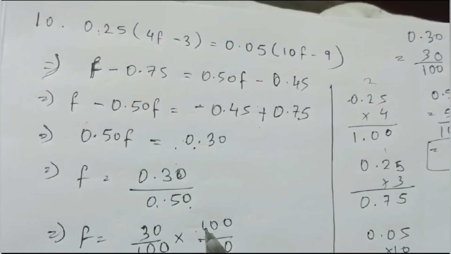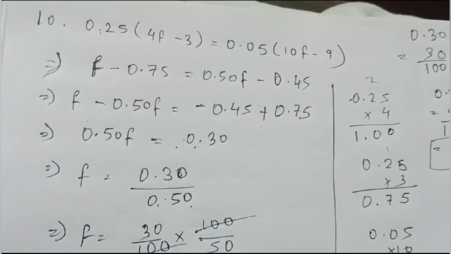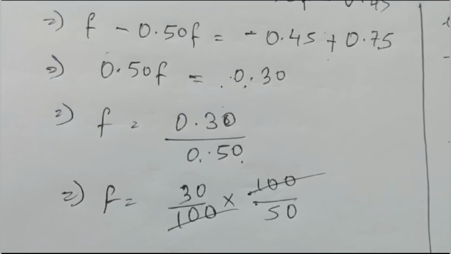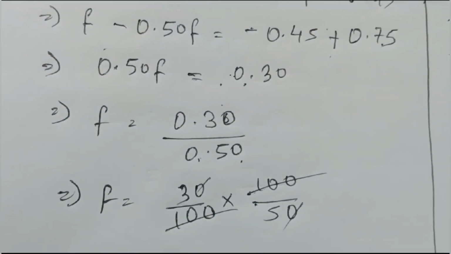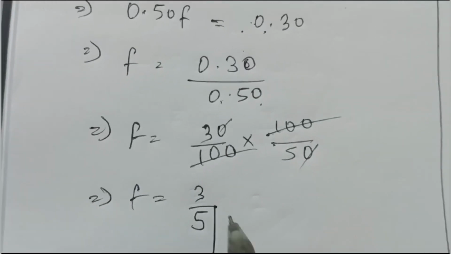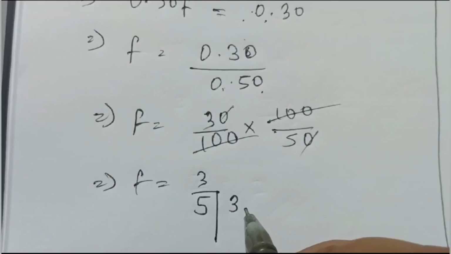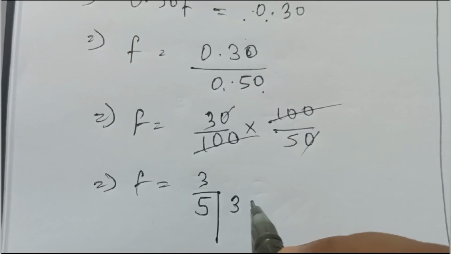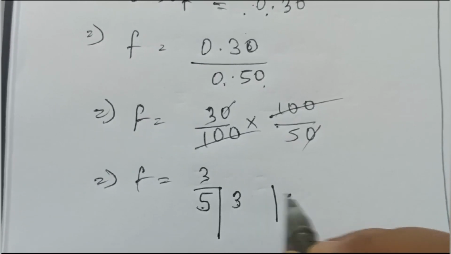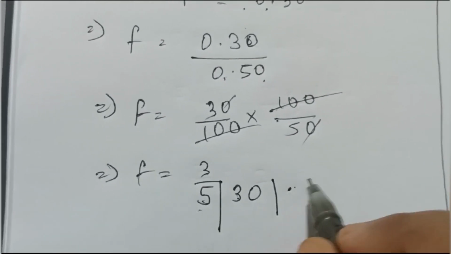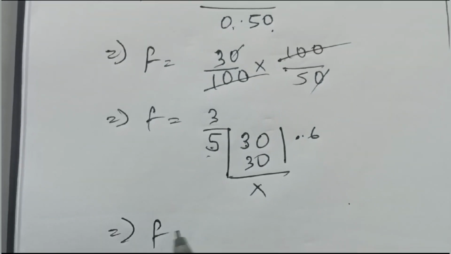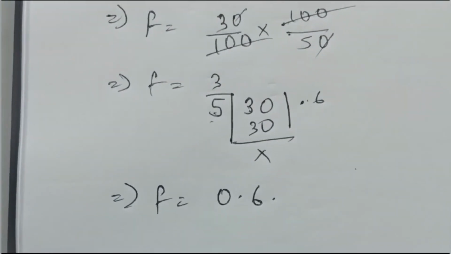Now this one you can cancel it, and this 0 also we can cancel it like this. So now we can write 3/5. Now we can do this one also. We have to find out in decimal, then we can bring this 3 here. Then 3 is smaller than 5. That means we have to give 0 here, and we will bring 0 here. Then 5 6s are 30. Yes or no? Yes. That means the answer we got, f we got how much? 0.6. This is the answer.